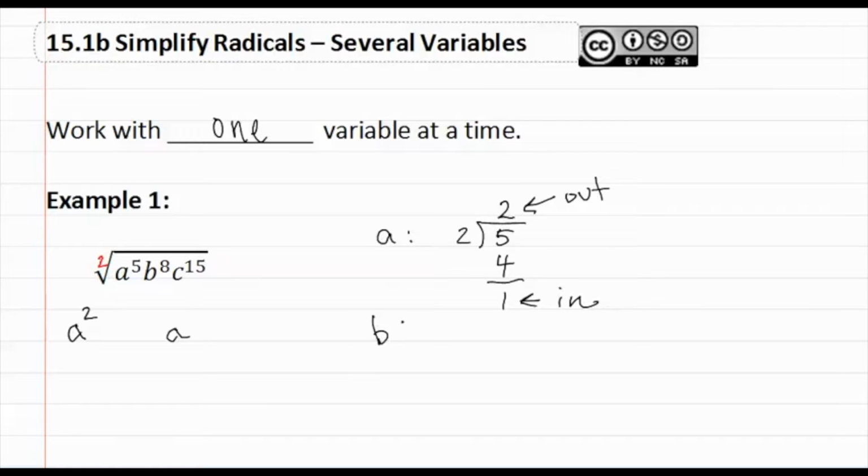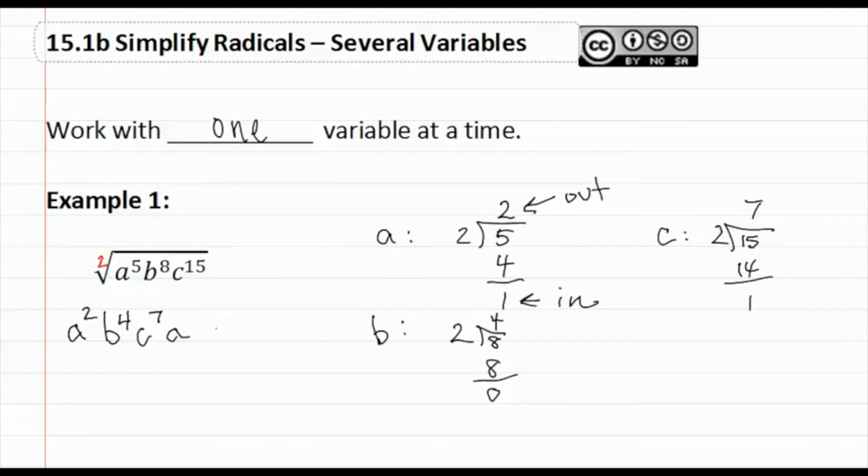Let's look at B. We have 8 B's. This means we need to do 8 divided by 2, which goes in 4 times with 0 remainder, which means that we have 4 B's come out and none left inside. Next, let's do C, where we have 2 going into 15. It goes in 7 times with a remainder of 1. This means that we have C to the 7th on the outside and 1 C left over on the inside.